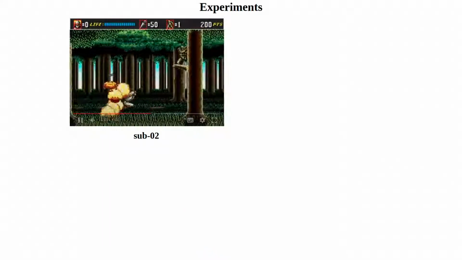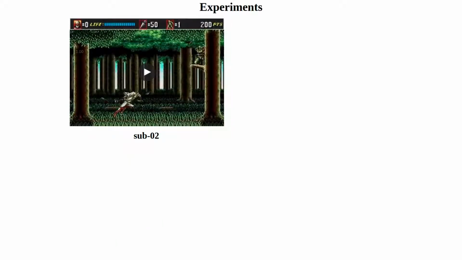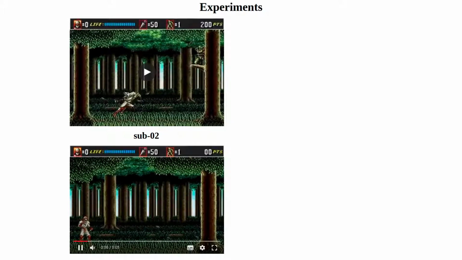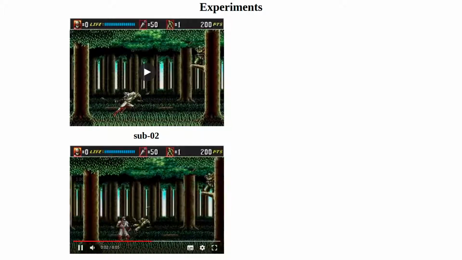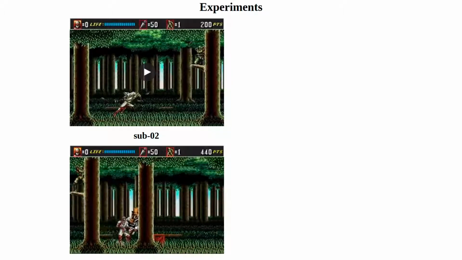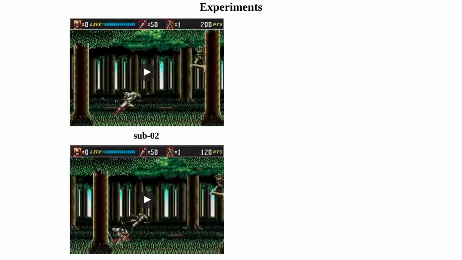So let's look at some videos of our new subject, Sub-Zero 2. As you can see, very straightforward but precise gameplay. Run when there's no enemy on the ground, and swing his sword when there is. Let's look at a second video. Very similar.